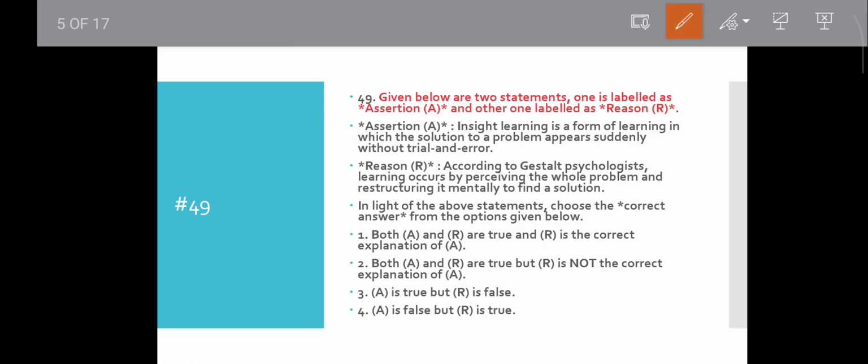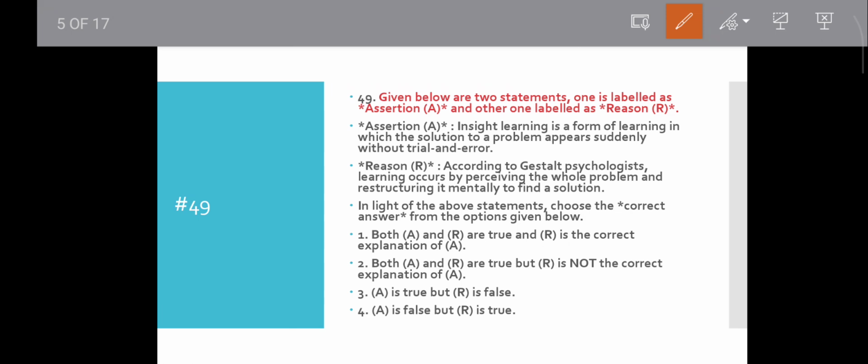Question number 49. Assertion and reasoning. Assertion said insight learning is a form of learning in which the solution to a problem appears suddenly without trial and error. Yes, it is correct. Reason. According to Gestalt psychologists, learning occurs by perceiving the whole problem, yes, and reconstructing it mentally to find a solution. Yes, correct.